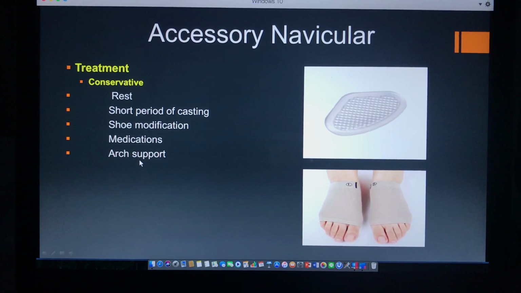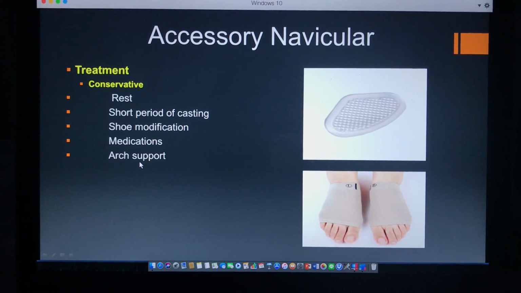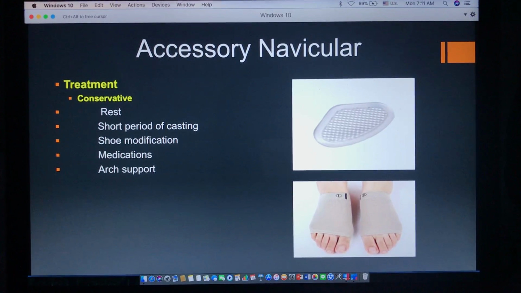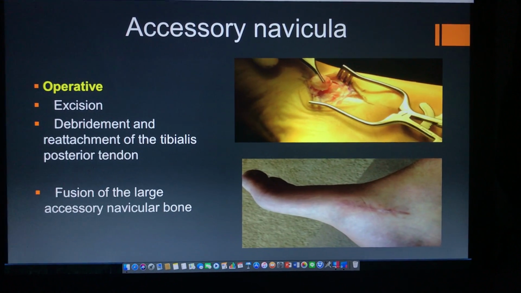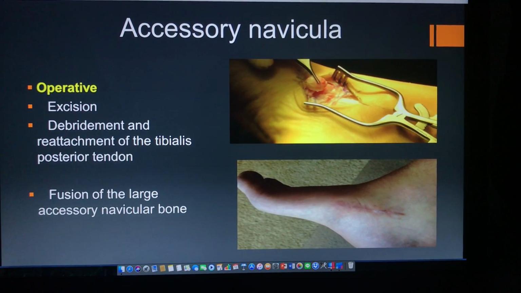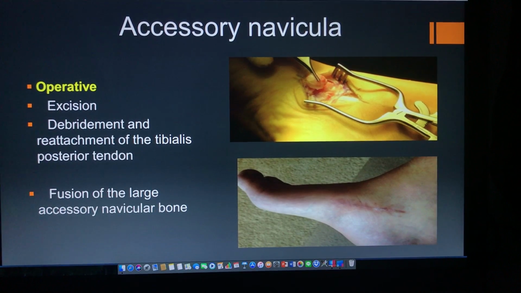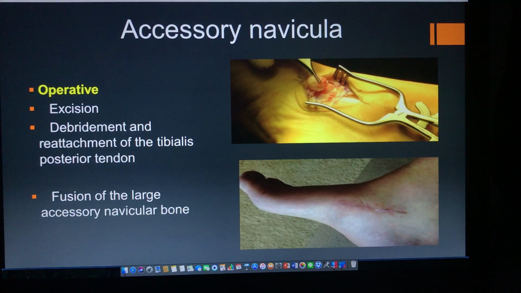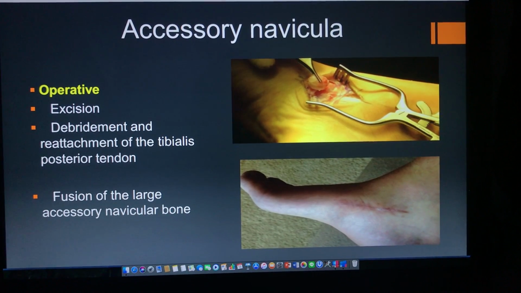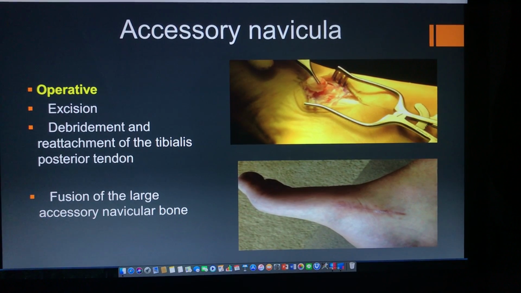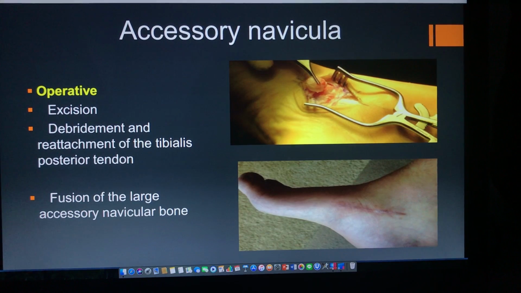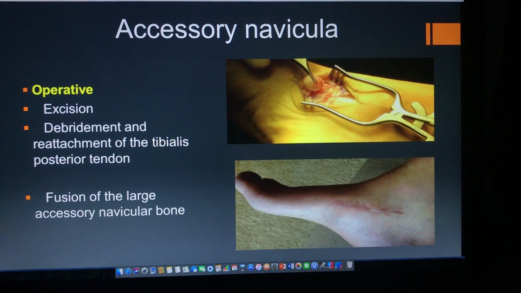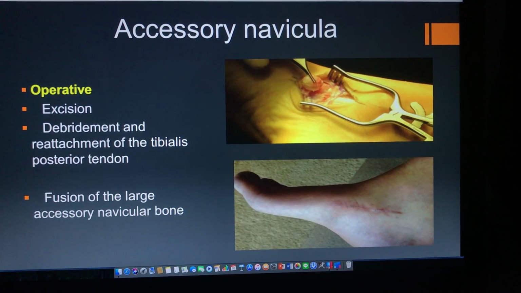And as you know, it's associated with flat foot deformity, so arch support is important and can be helpful as well. However, if conservative management fails, surgical treatment is indicated. You can perform either excision or fusion of the accessory navicula. It depends on the size of the accessory navicula. There are many studies showing no significant difference between the two techniques.